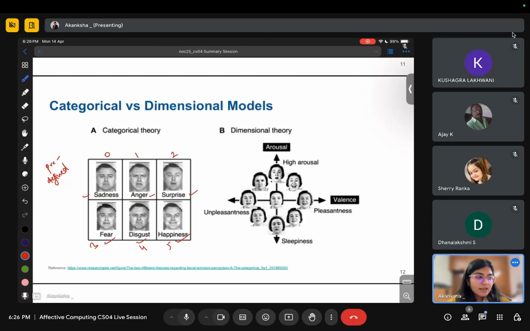Second is dimensional. Let's say I ask you how you are feeling. I can represent the emotions as something like x comma y. If I ask you the location of your home, you can just tell me the latitude and longitude. You're just giving me the coordinates, which is a numeric representation, x comma y. Similarly, we can represent emotions using x comma y, where the x axis is the valence, and the y axis represents the arousal.